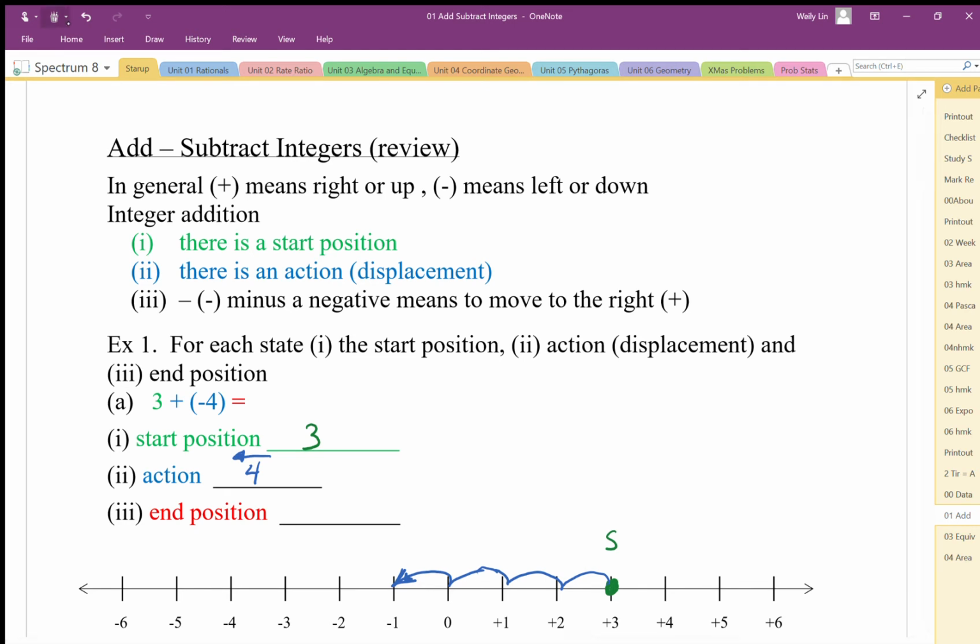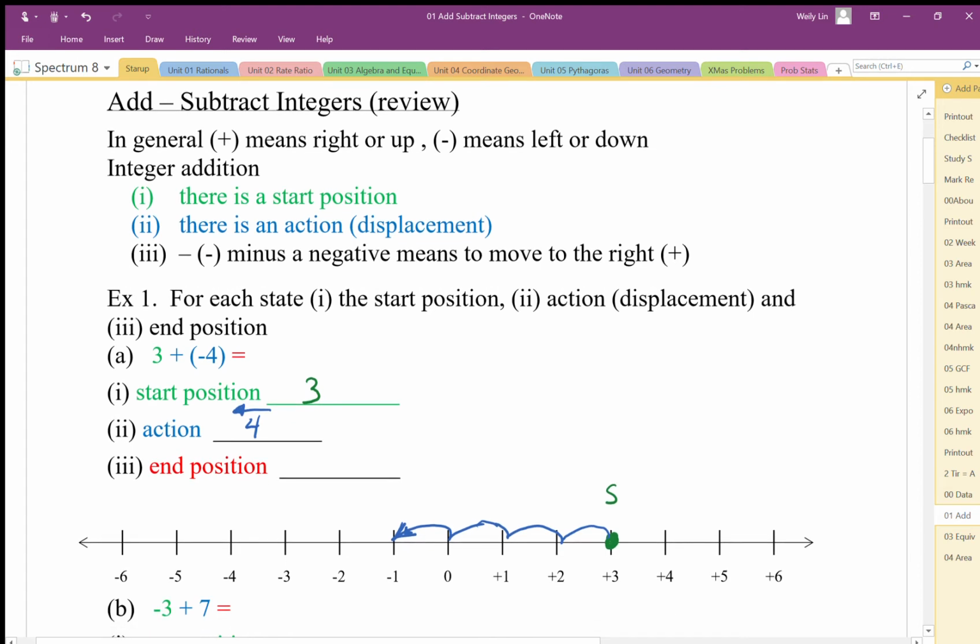And then the end position is where I ended up, and that's my answer. So 3 plus negative 4 equals negative 1. That's my end position. Notice in my number line that negative 1 represents a position, a location on the number line. It's important that we understand the difference between the integer's location and how we move on the number line as an action or displacement.